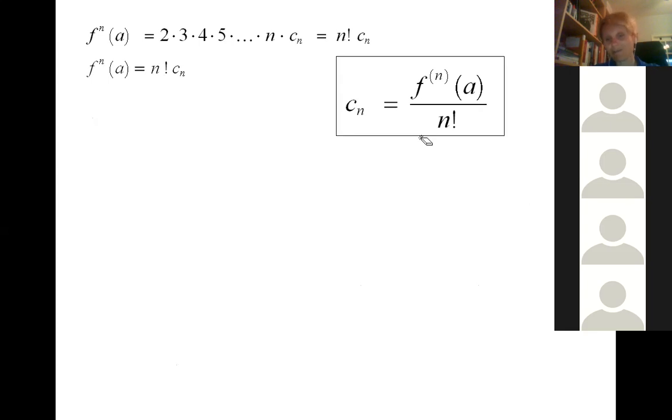This gives me a really good connection between the coefficient in my power series and the function. I just have to find the formula for the nth derivative of the function at a given point, and divide by n factorial. And then I can find the power series representation for almost any function.